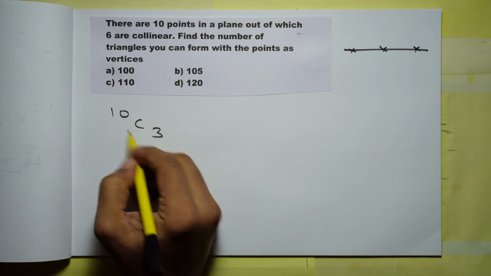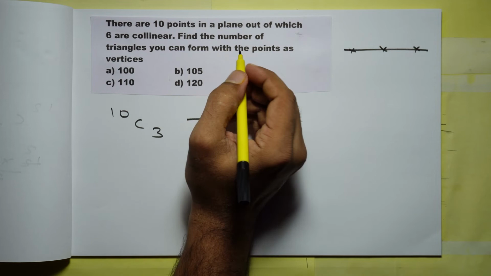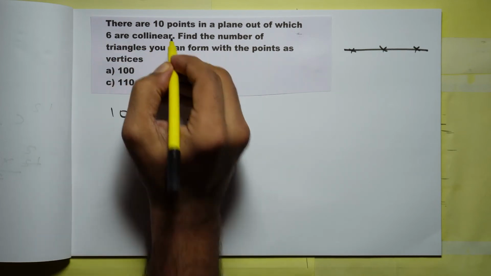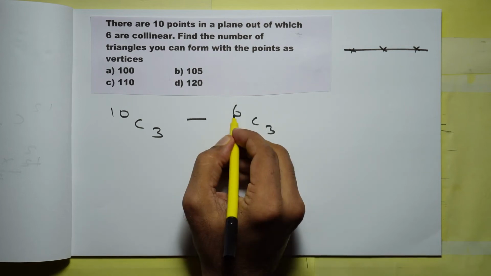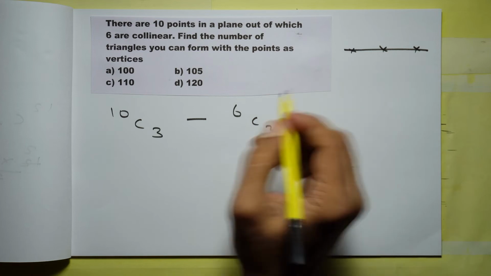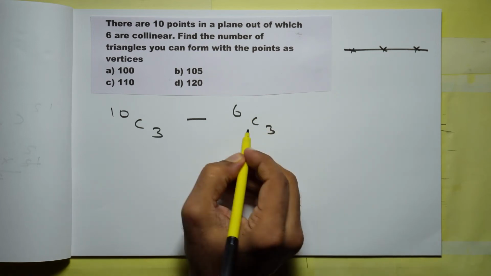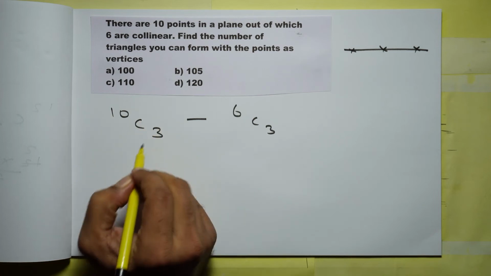This is the total number of triangles which we could have formed. From this we will remove the number of triangles which we could not form. That is, these 6 of them are collinear, and you can choose any 3 from these 6 and you will get only a straight line. You will not get a triangle. So these are the triangles which we could not form, that we will subtract from the total number of triangles which we could have formed.